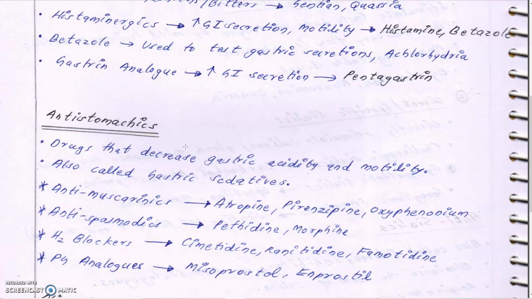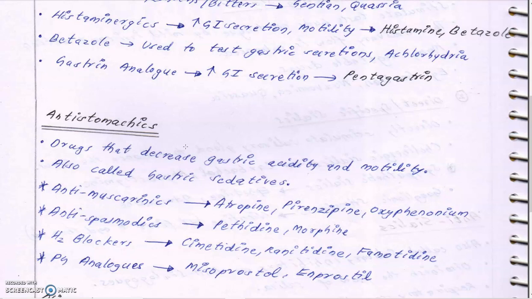So what are the drugs used to decrease gastric activity? We can give anti-muscarinics. Anti-muscarinic means no muscarinic activity, so no digestive activity. Atropine, pirenzepine, oxyphenonium, dicyclomine, etc. If you give these drugs, stomach activity will decrease, salivary activity will decrease, and bronchial secretions will decrease, because these secretions are mainly produced due to muscarinic action. Here we are blocking the muscarinic action, so no gastric acid will be produced.